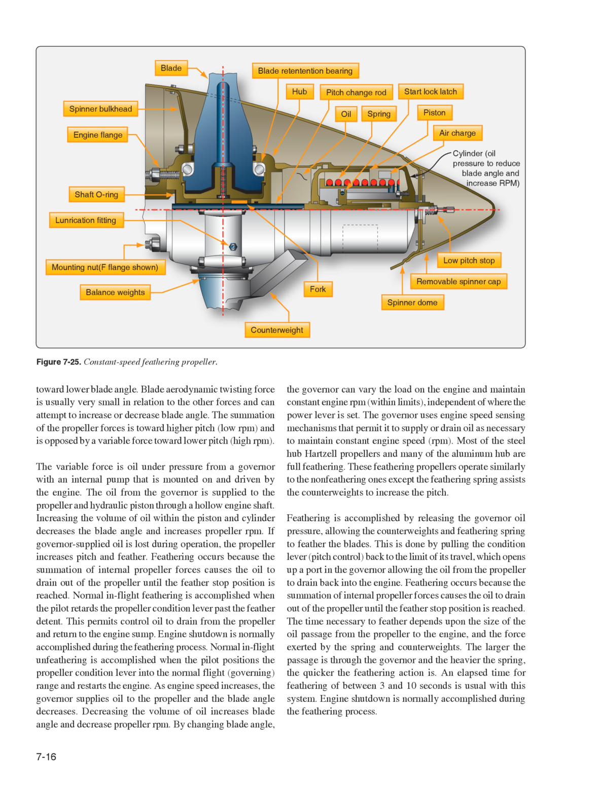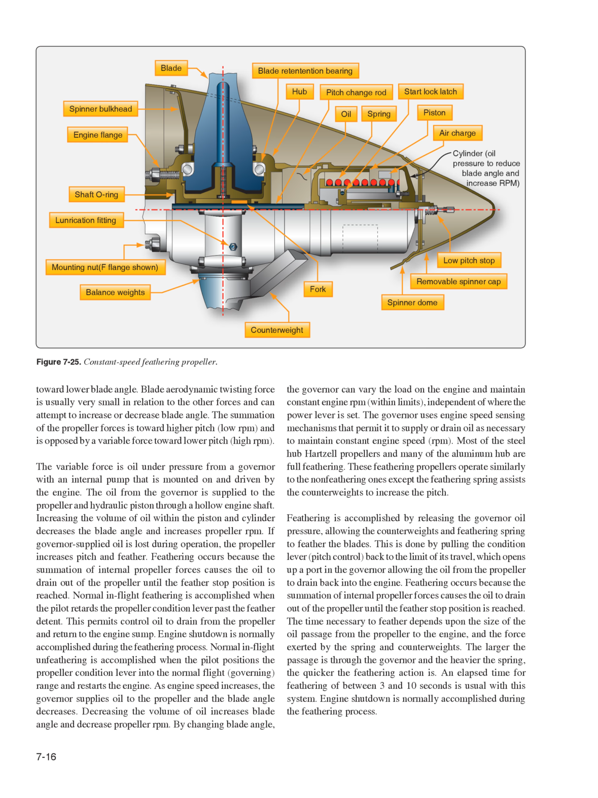The governor uses engine speed sensing mechanisms that permit it to supply or drain oil as necessary to maintain constant engine speed, RPM. Most of the steel hub Hartzell propellers and many of the aluminum hub are full feathering. These feathering propellers operate similarly to the non-feathering ones, except the feathering spring assists the counterweights to increase the pitch. Feathering is accomplished by releasing the governor oil pressure, allowing the counterweights and feathering spring to feather the blades.